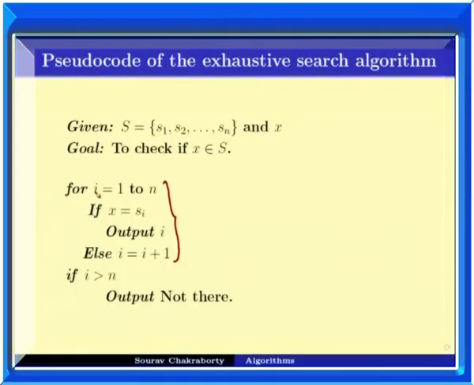Note that in the last round, when i equals n, I have not found x equal to S[i]. So I have increased it, and i has become n plus 1. At the end, if I check that i is greater than n, that means n plus 1, then I will output not there, because I have exhausted the whole set and I have not found the thing that I was looking for.